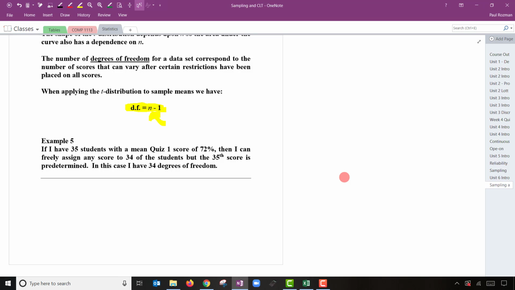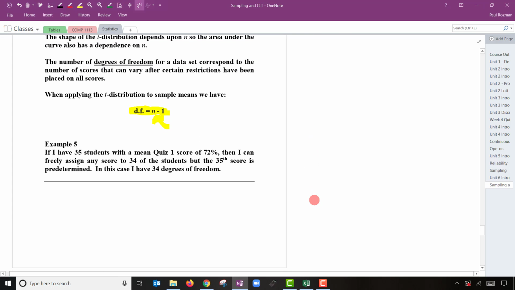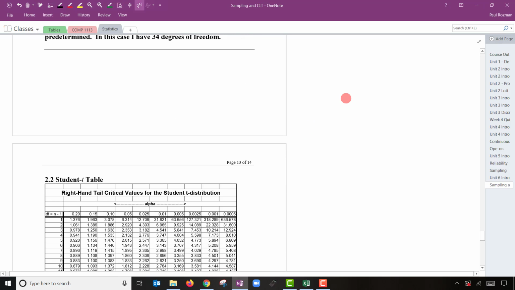Sometimes we use degrees of freedom of n minus 2 or n minus 6. It depends on the application and how we're using the t-distribution. But the table is generic. We just have to know what the degrees of freedom are for our specific application. And for us right now, they're n minus 1.